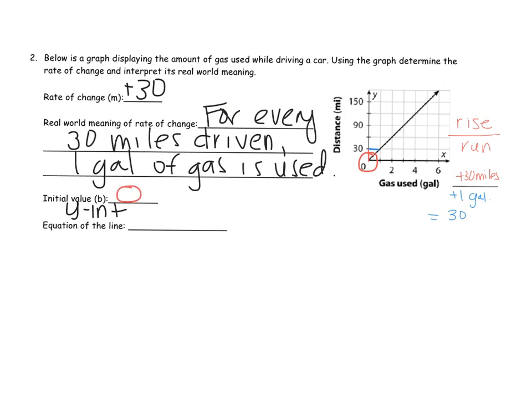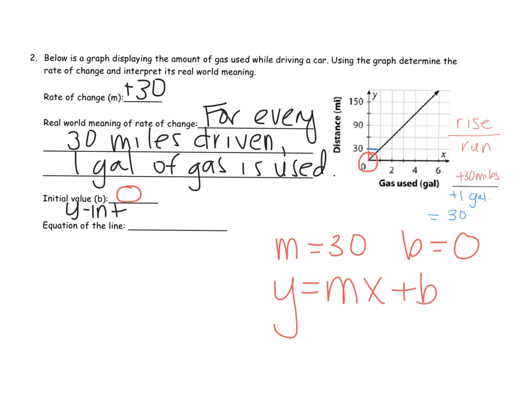So if I now know my slope is 30, my y-intercept or initial value is 0, I can use the equation of a line in slope-intercept form, y equals mx plus b, and plug it in. So my equation of my line is going to be y equals 30x plus 0, or just y equals 30x.